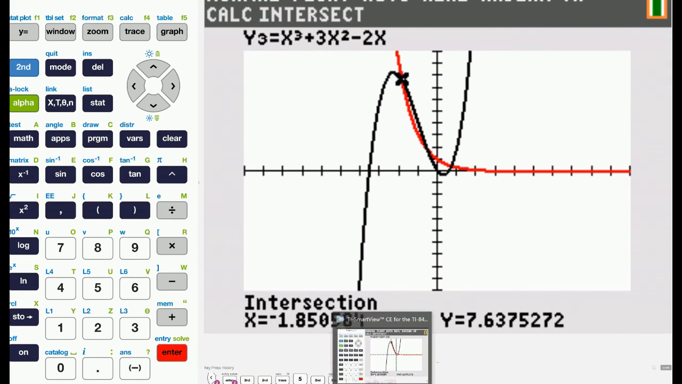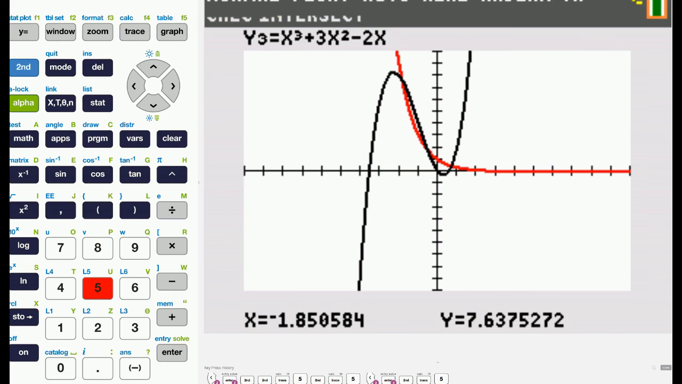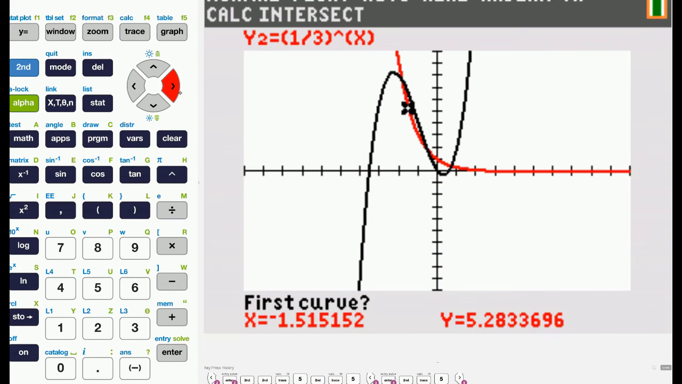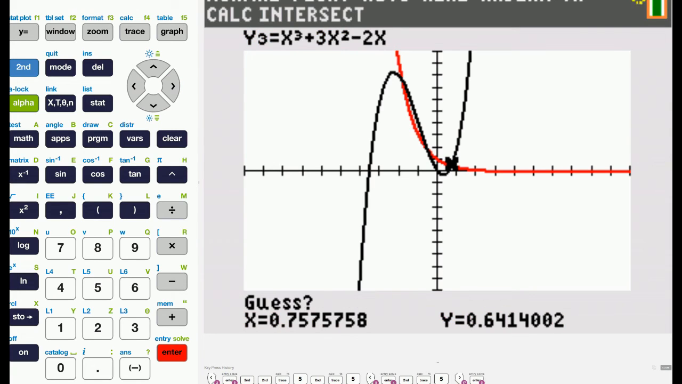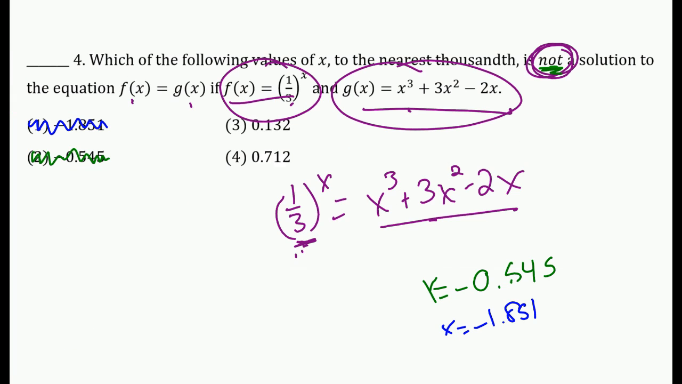Okay, now we need to see this last one. Second trace intersect. Move Mr. Blinky close to the other one. Let me get it pretty close. 1, 2, 3. 0.712. 0.712 is a solution. So we get rid of that one.